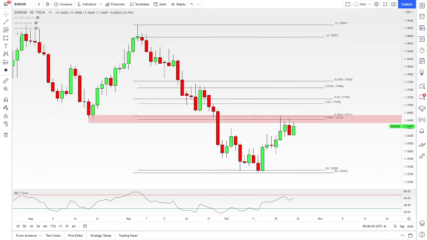But anyways, I am looking for more downside in the euro. We'll see if that can play out. Of course, any trades that I take will be shared inside of the Discord, but I am liking this 38.2. Going to give it a try this week to see if that can play out overall.